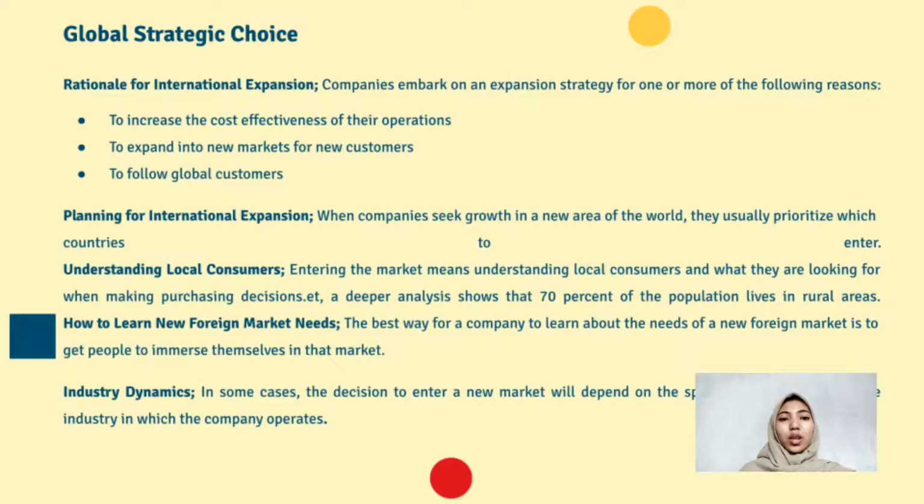Global strategic choice. Rationale for international expansion. Companies embark on an expansion strategy for one or more of the following reasons. First, to increase the cost effectiveness of their operation. Second, to expand into new markets for new customers. Third, to follow global customers.